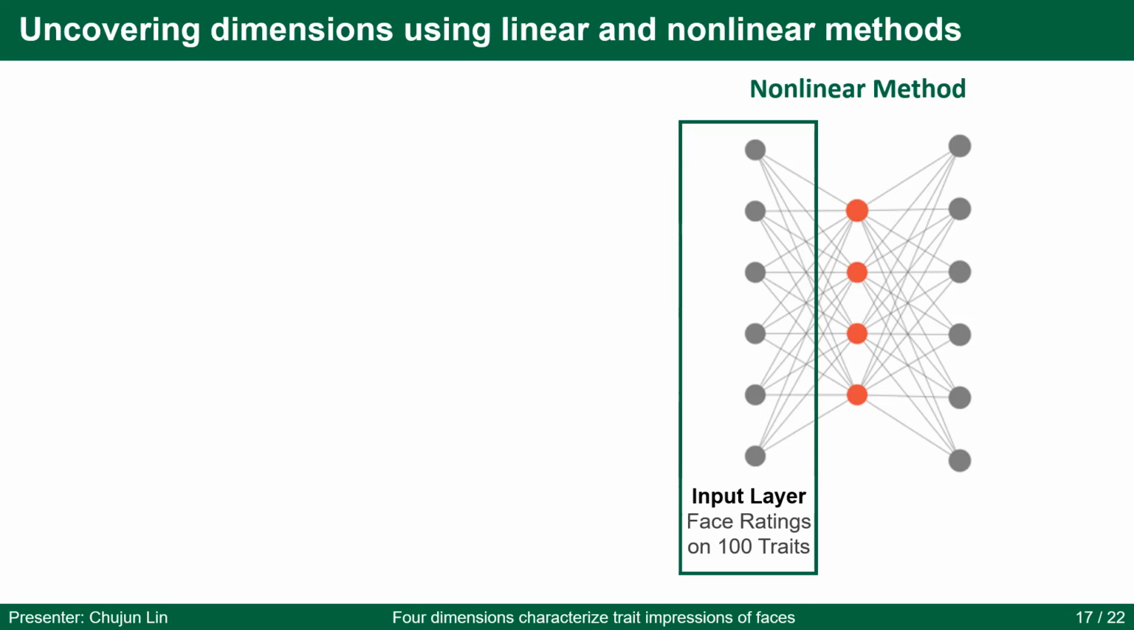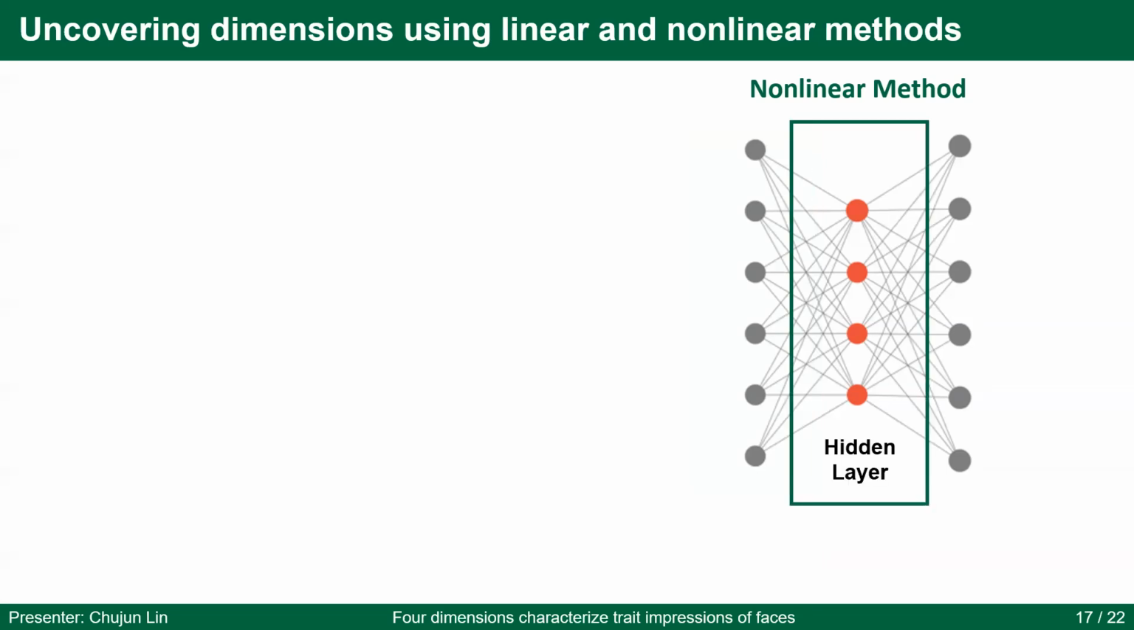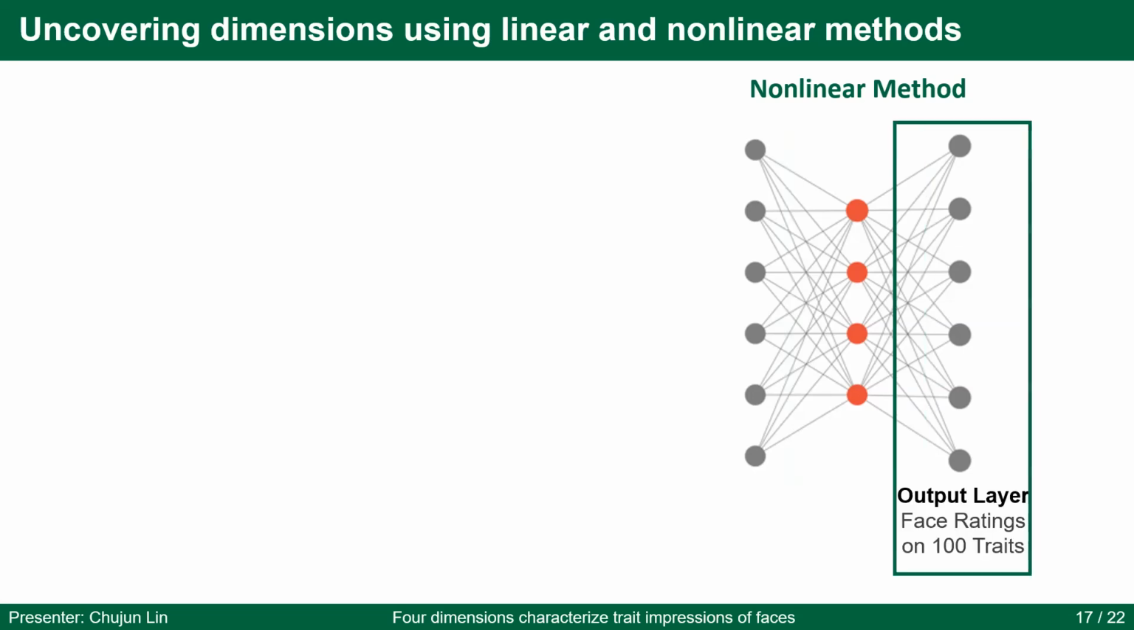Then the goal of the network is to compress this data in the 100 trait representations into a lower dimensional space in this hidden layer, such as 4 dimensions in this example. And eventually, we hope that after the compression, when we expand the data back to its original 100 trait representation, the output would be as similar to the input as possible.